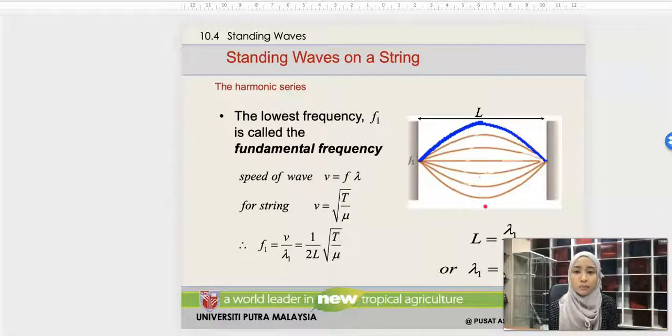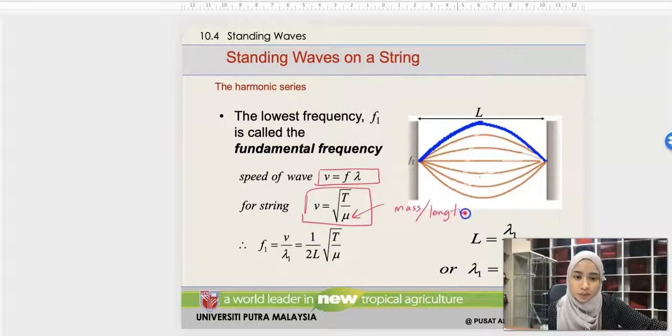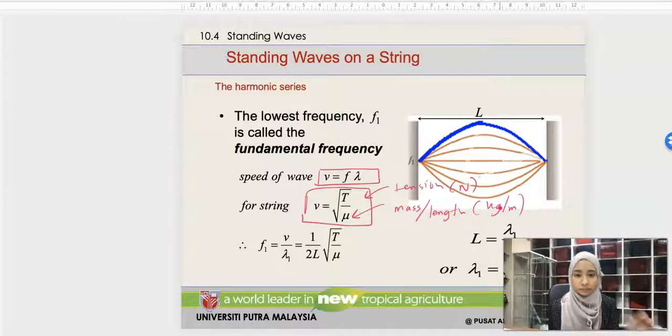Okay, so for the harmonic series, now you're asking me, Doctor, what is this harmonic? Okay, hear me out first. So we have this equation, right? We have seen this equation from chapter 9, V equals F lambda, right? And for a string, there is a new equation, V equals the square root of tension over mu. Mu is mass over length. T is tension in newtons. It's a type of force, right? Mu is in kilograms per meter. That's your SI unit. And the square root of these two parameters gives you the speed of the wave in the string.